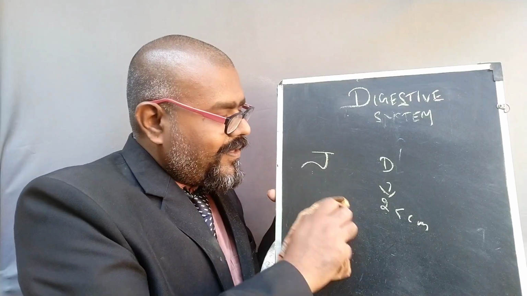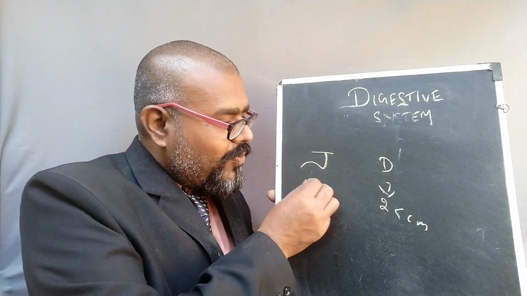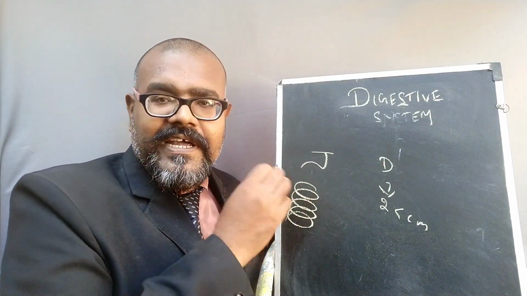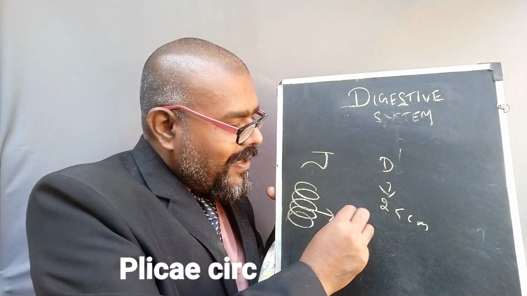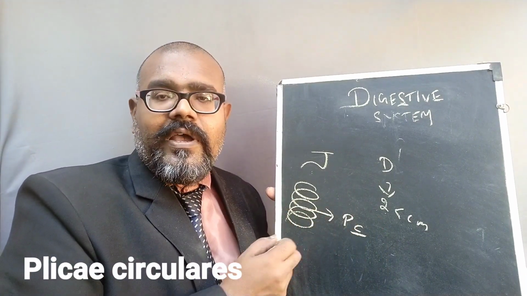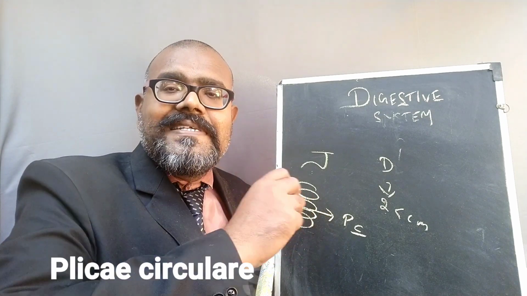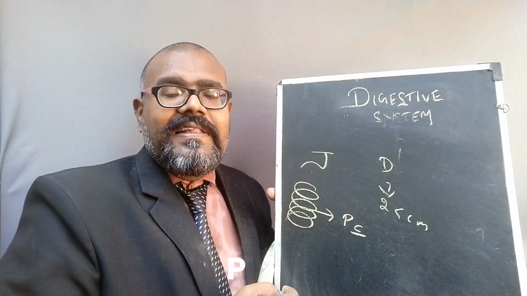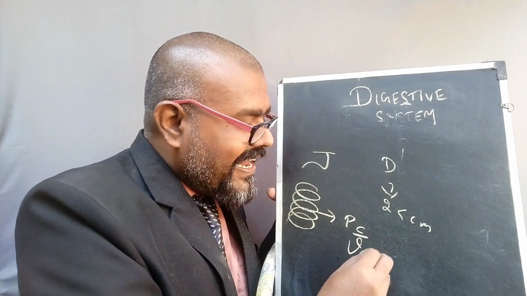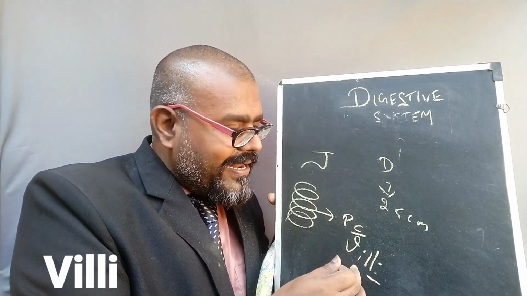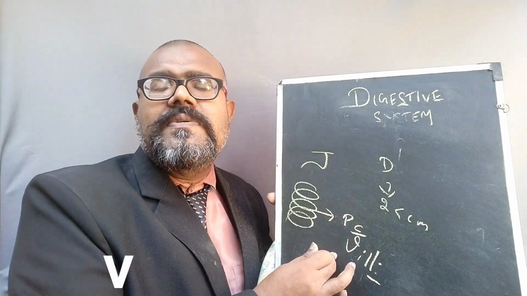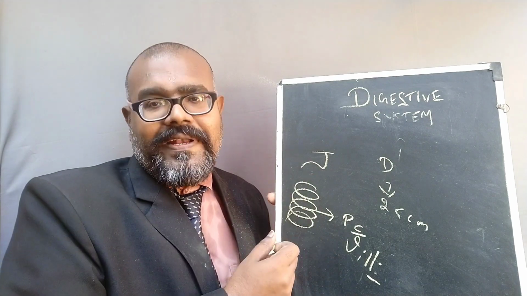The jejunum consists of small circular folds on the inside wall. That is called the plicae circulares. The plicae circulares have finger-like projections on them, and those projections are called villi. The plicae circulares and the villi are responsible for the absorption of the food material.